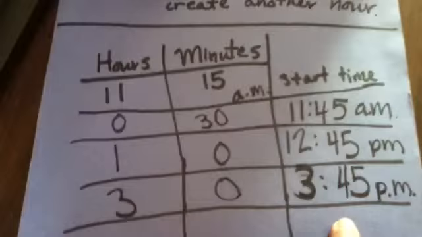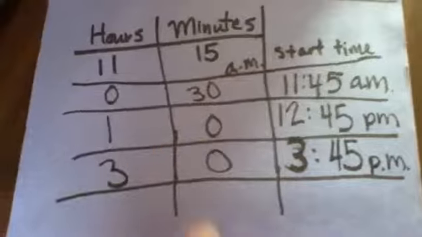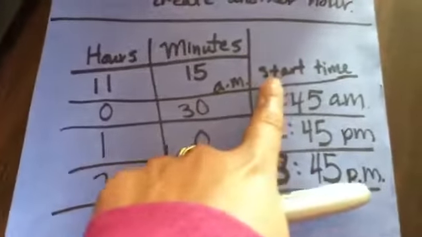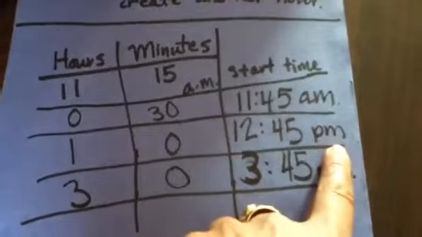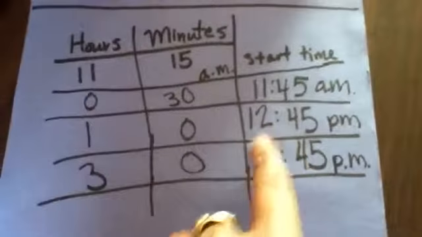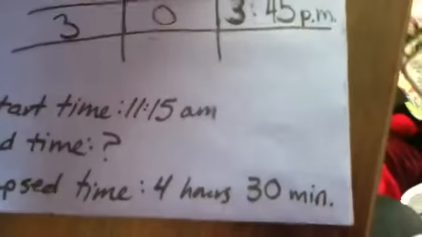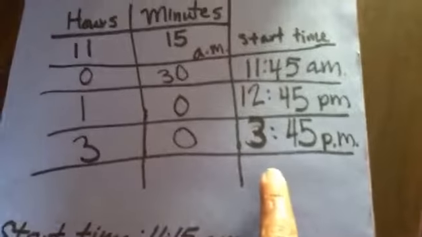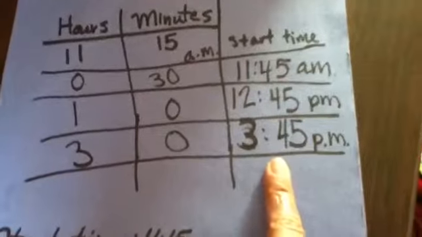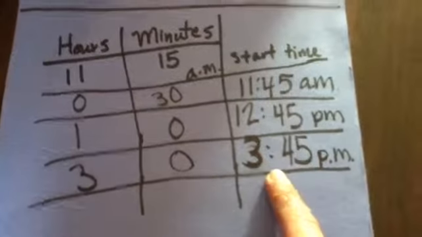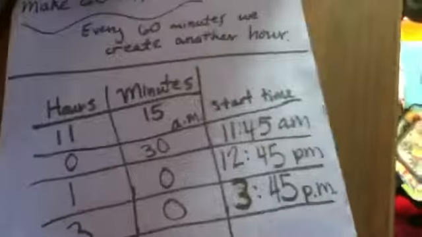PM. Awesome. So we used our Make 60 approach on our chart here to add hours and minutes to our start time. We switched from AM to PM, and we found that if the game starts at 11:15 AM and it goes for 4 hours and 30 minutes, the game ends at 3:45 PM. Great. So now we're going to take a look at our timeline approach and see if we can get to the same answer.